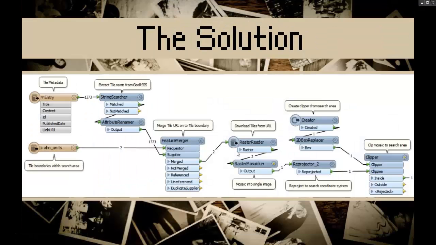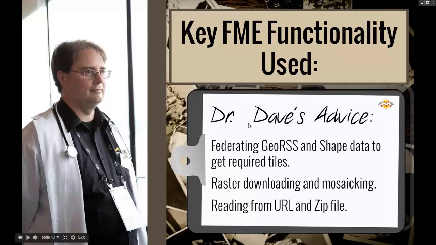Yeah, you walked through all this. Okay. So here we have Dr. Dave's advice. Pretty much we're just federating the GeoRSS and WFS in place of shape data to get the required tiles. I showed you how to download and mosaic rasters. And I showed you that in FME we can read from both URLs and zips, and we can actually read from a URL that contains a zip and get to the underlying data all in the reader without you having to do anything at all. Right. So that's what Itay was working with, and thanks for writing that up for us to talk about today, Itay.